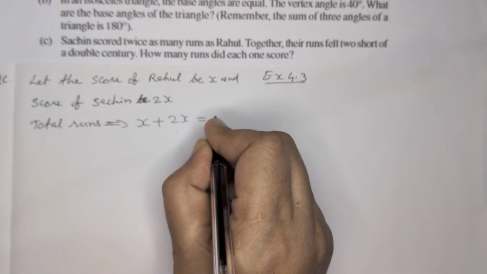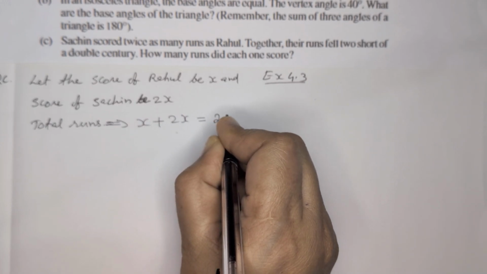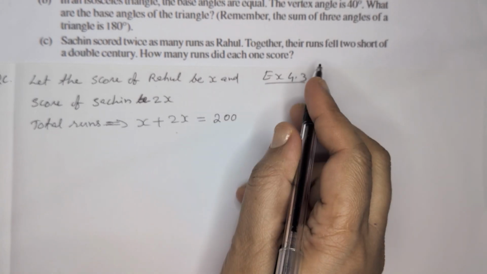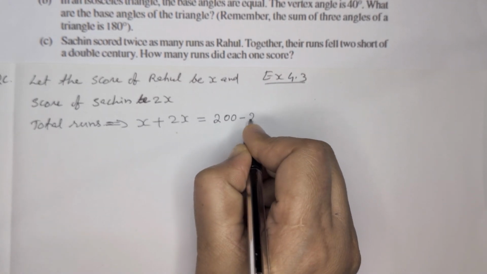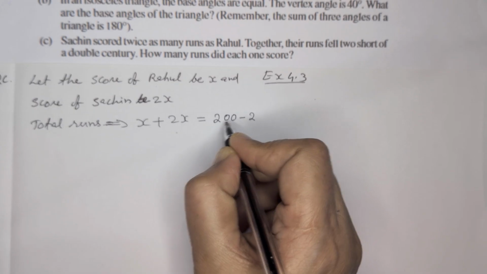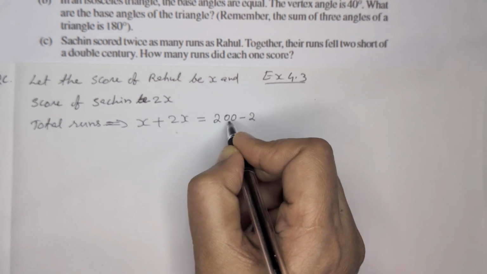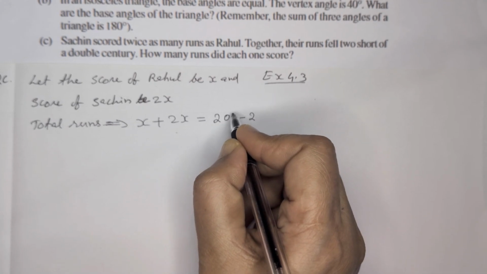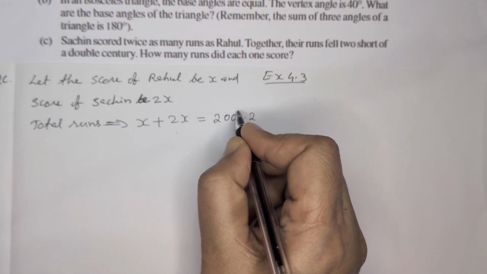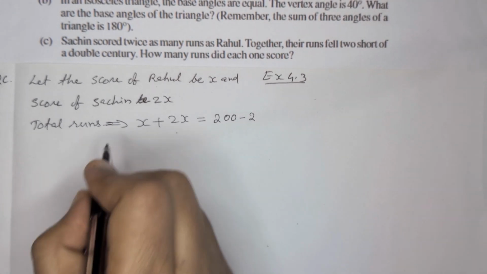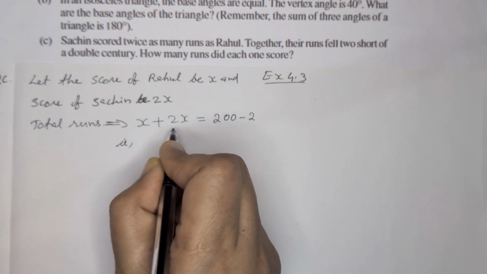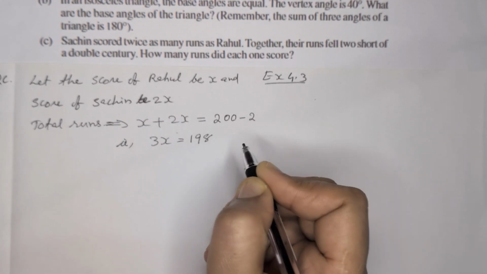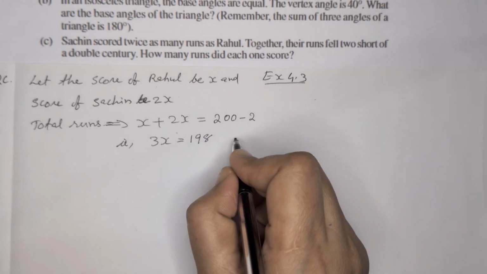Double century means 2 into 100, 200. Century means 100, so double century is 200. Too short means minus 2. They were 2 runs short of reaching the double century, so actually 198 runs only they scored together. So we can write x plus 2x, 3x is equal to 200 minus 2, 198. Now from that we can find x.